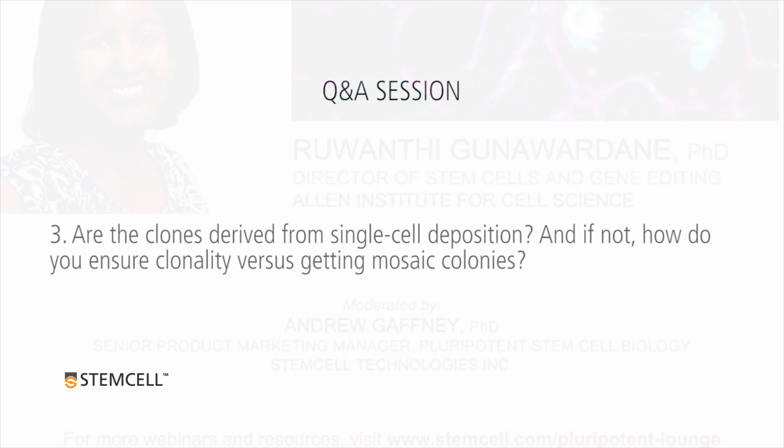Next, are the clones derived from single cell deposition? And if not, how do you ensure clonality versus getting mosaic colonies? Yeah, good question. So we do not do single cell isolation of these cells. They don't survive, although there are some media that we can try to improve that. What we and others have done with this cell line is to get the enriched population and then seed them at clonal density. So that turns out to be, again, you'll see if you look at the protocol, about 10,000 cells in a 10-centimeter dish.